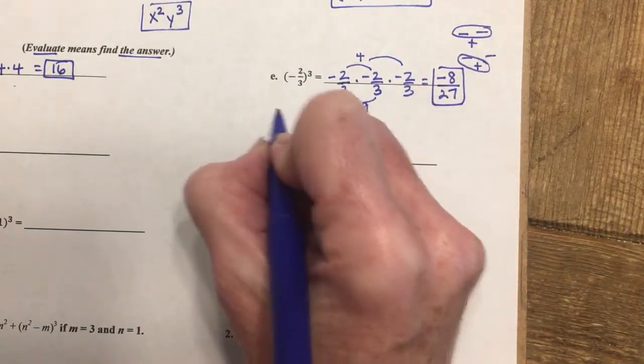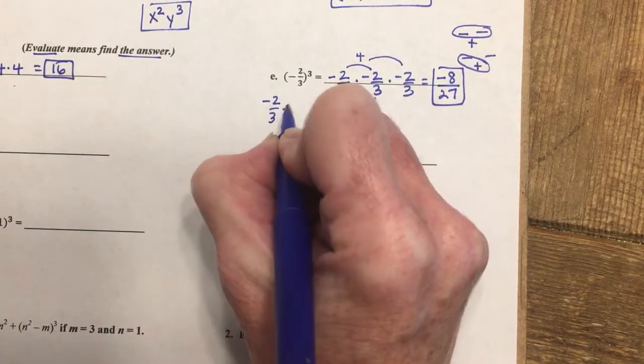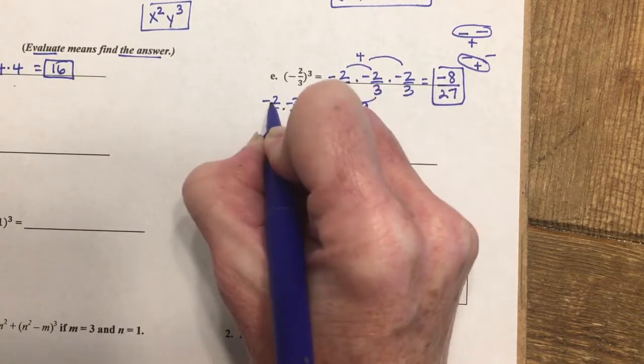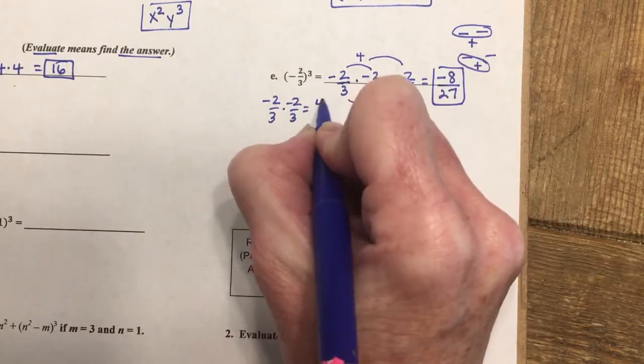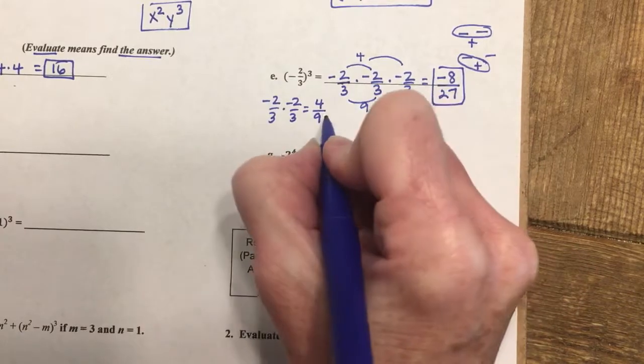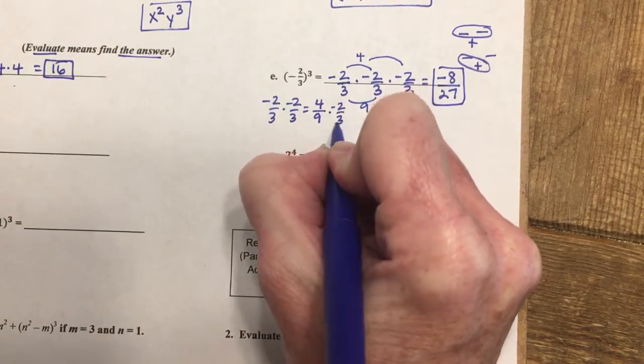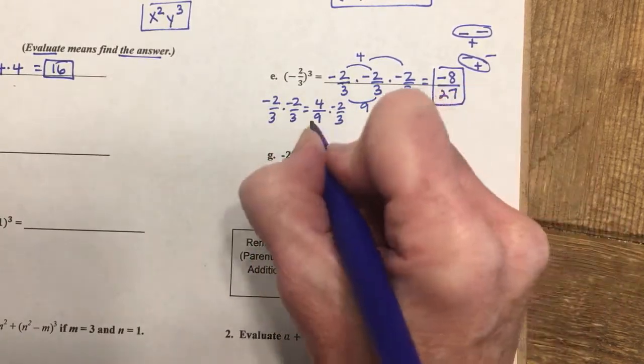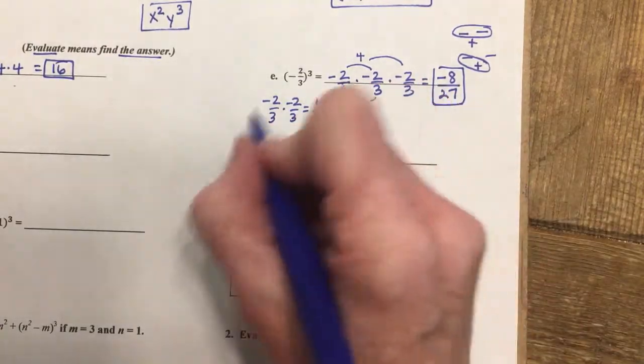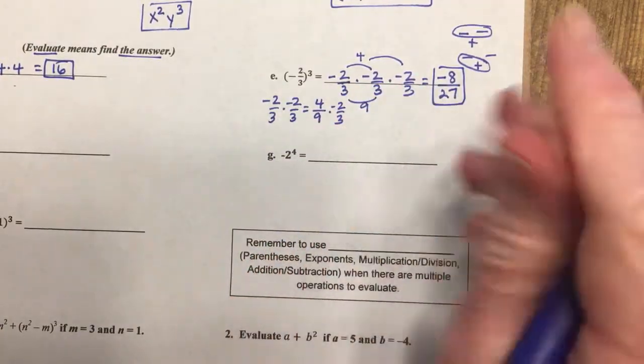Another way to think of this is just to do 2 at a time. Negative 2/3 times negative 2/3. So negative 2 times negative 2 is a positive 4. 3 times 3 is 9. Then I would do 4/9 times negative 2/3. 4 times negative 2 is negative 8. 9 times 3 is 27. So if it's less confusing to write it that way, you can do it that way too.